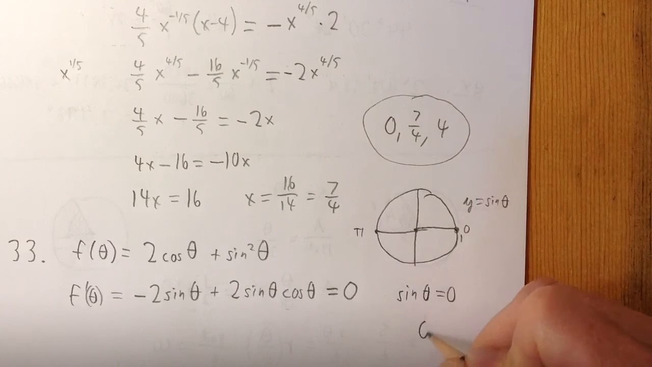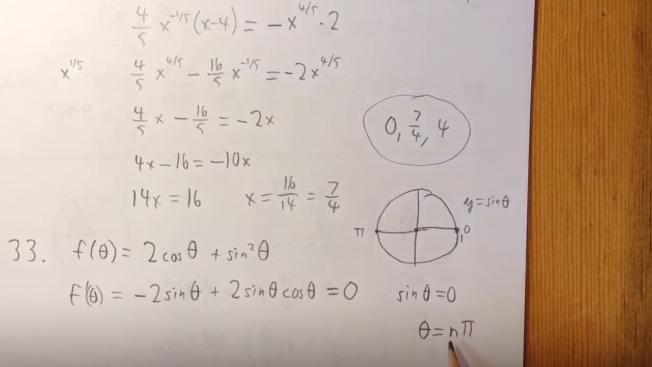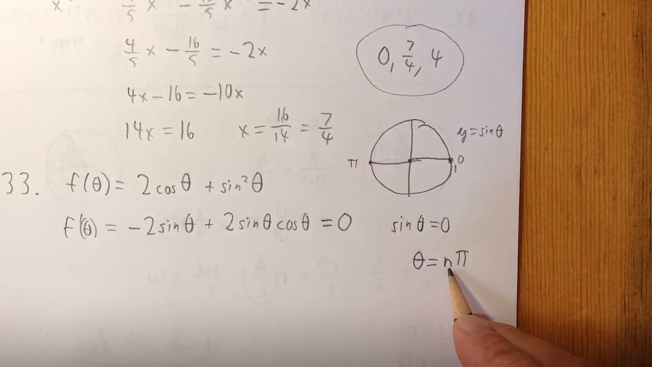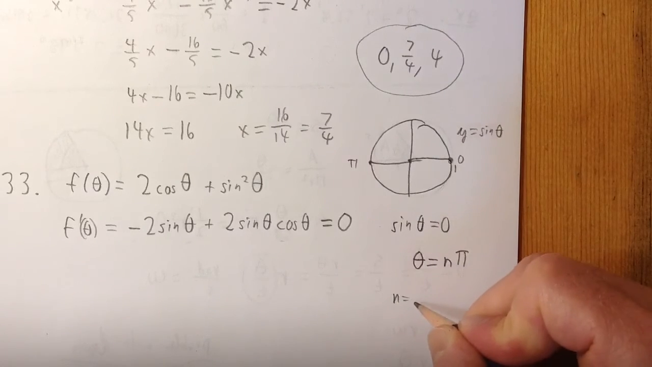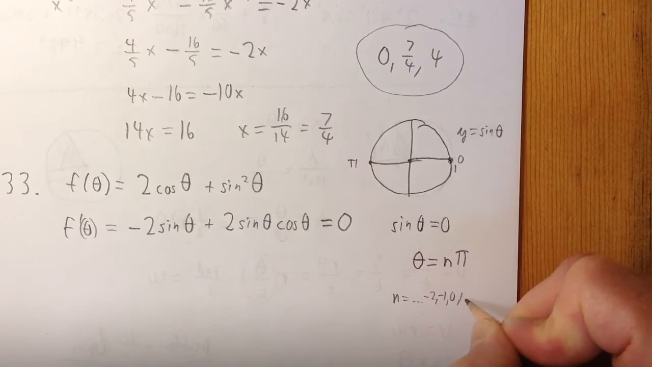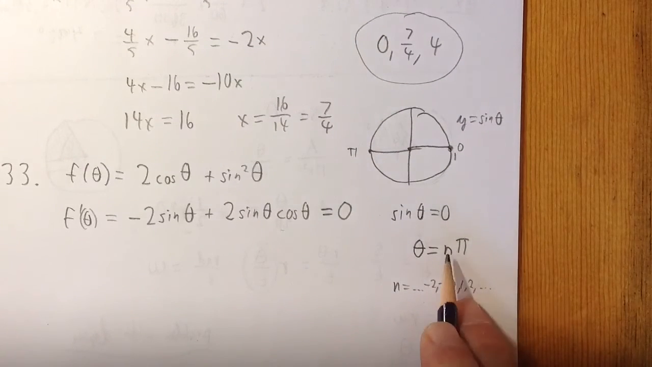So the way you'd write that is sine theta is 0 when theta is equal to some multiple of pi, n pi, where n is an integer, because it makes sense, right? So n, by definition, if you write that, everybody knows you mean that n is equal to negative 2, negative 1, 0, 1, 2, forever, which means multiples of pi. So the answer for this one is theta is equal to n pi.